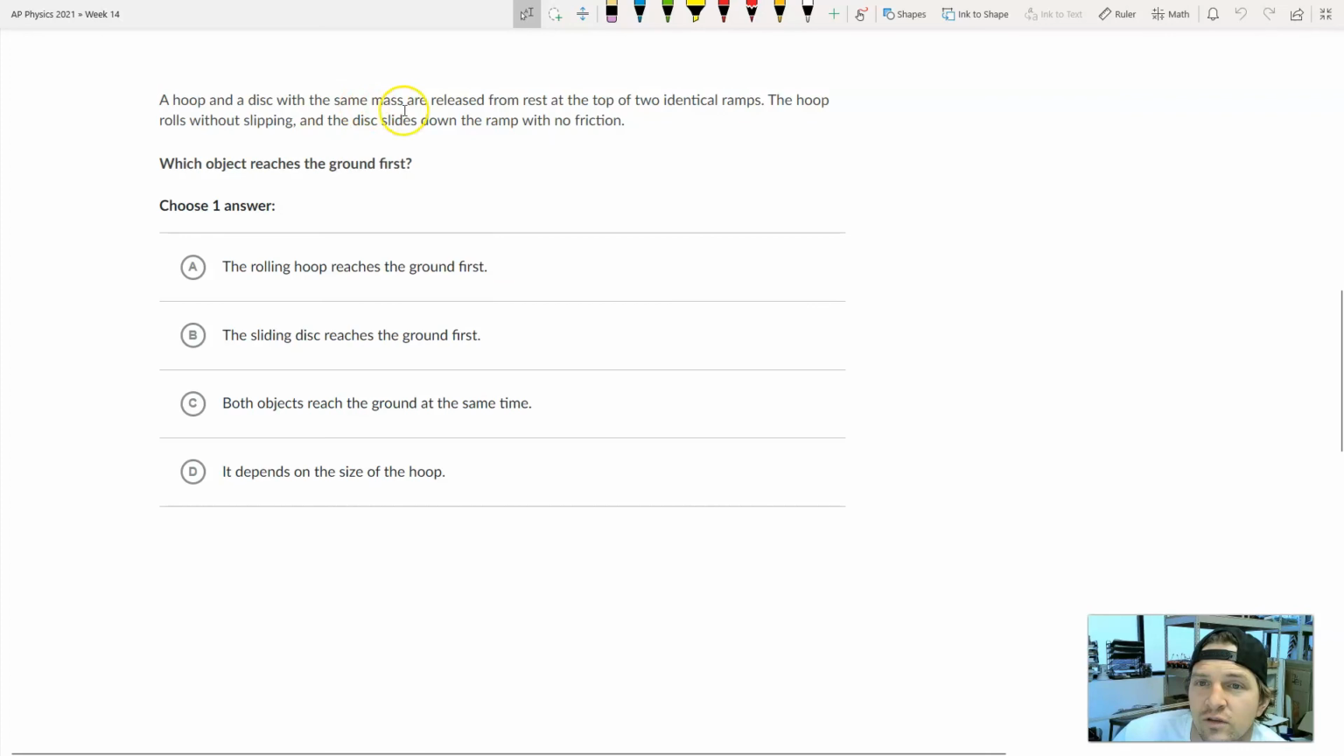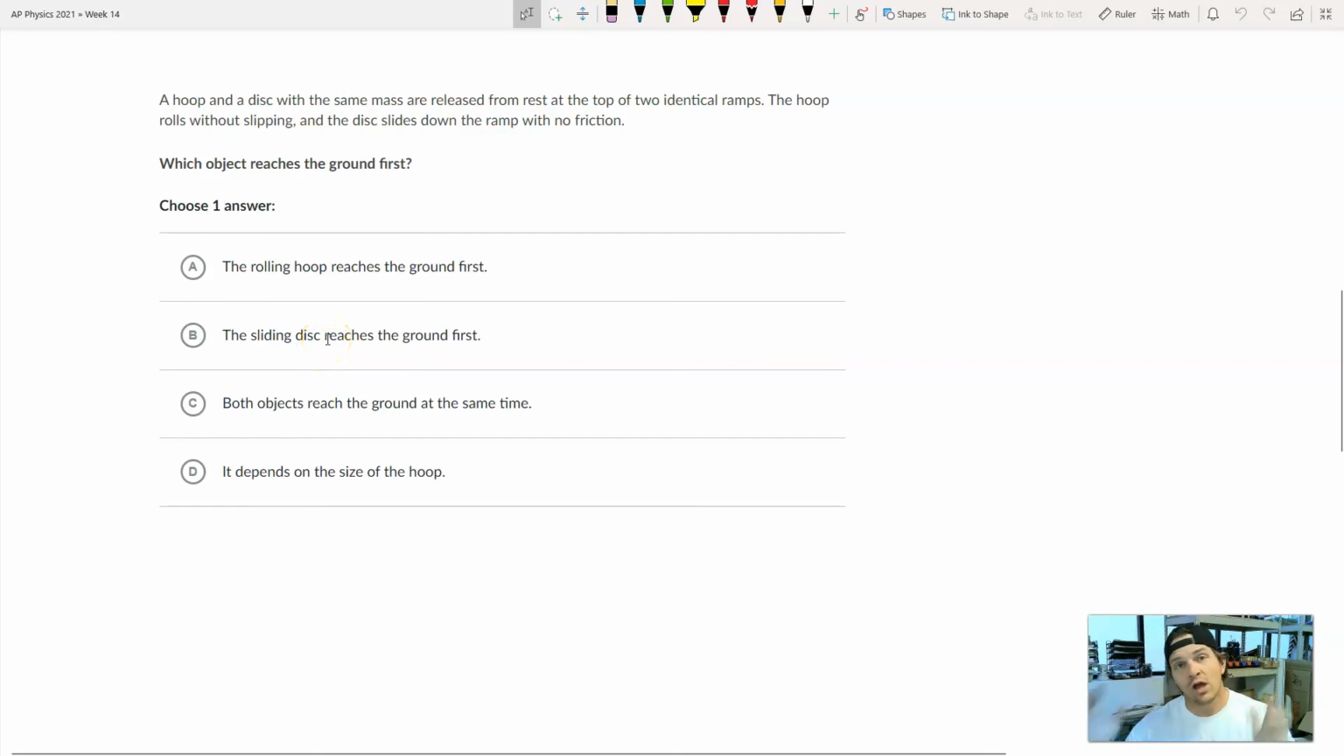A hoop and a disc with the same mass are released from rest. The hoop rolls without slipping. The disc slides. Doesn't matter. Same thing, right? The one that's sliding is going to be moving faster, so it will get to the ground first. And that's pretty much it for kinetic energy.